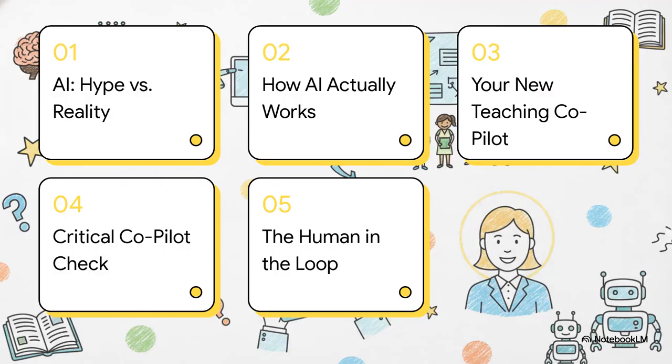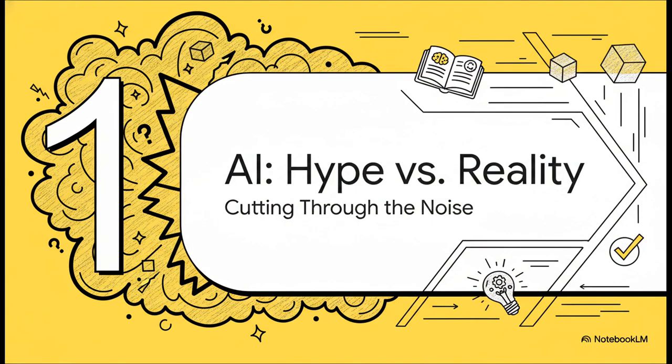So here's our flight plan for today. First, we're going to separate the hype from what's really happening. Then, we'll take a quick peek under the hood to see how AI actually works, I promise, in the simplest terms possible. After that, we'll get into the fun stuff, how it can become your co-pilot. We'll run a really important safety check, and then we'll talk about the most critical part of this whole equation, you. All right, let's jump right into our first section.